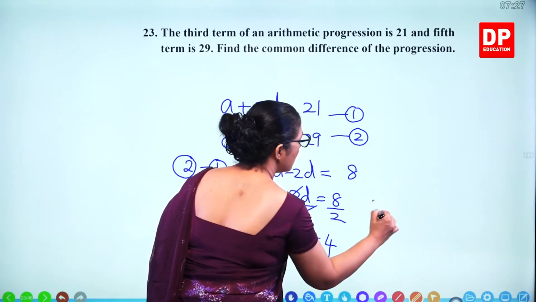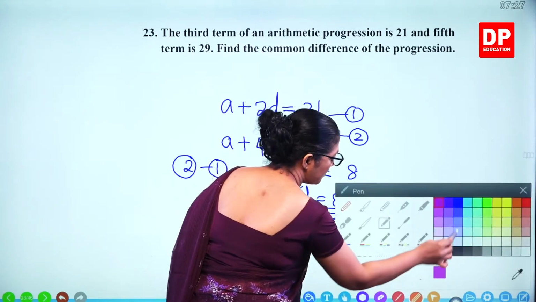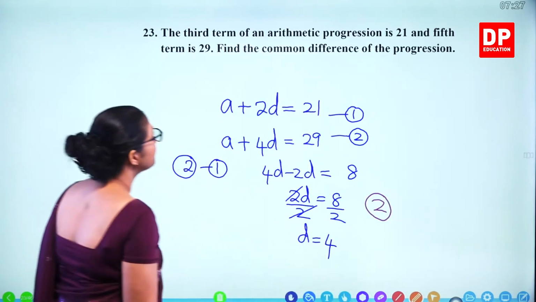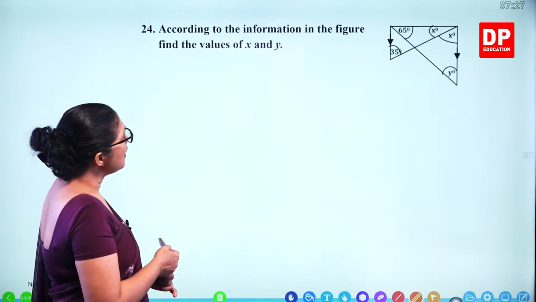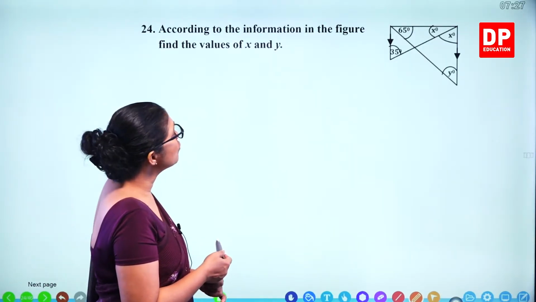2 marks for that. Question number 24. According to the information in the figure, find the values of x and y.